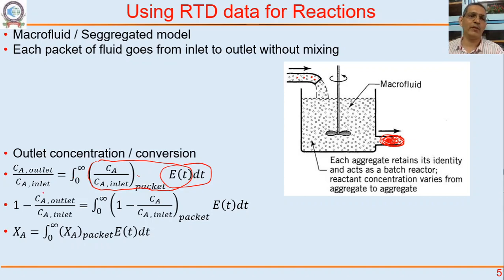Or you can subtract 1 from both sides, and remember that the integral of E(t) dt is just 1, so it allows me to take 1 inside, right? And then XA would be the integral from 0 to infinity of XA for the packet times E(t) dt. Let's start using all these things.